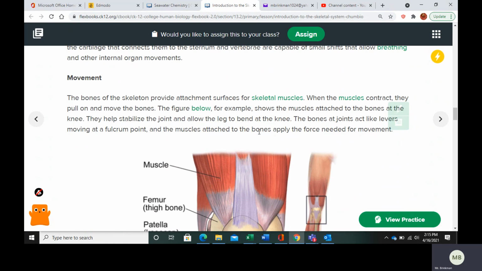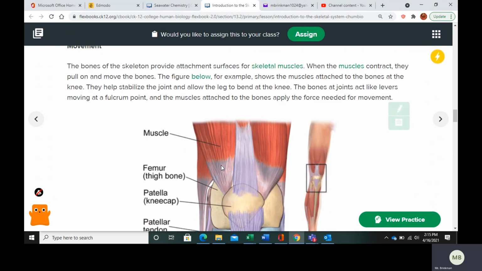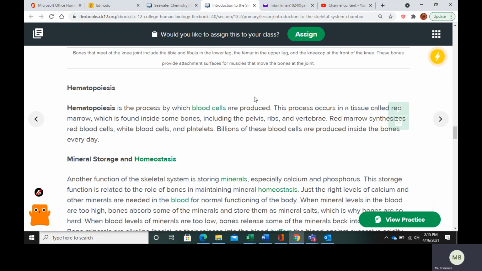The skeletal system also helps provide movement. The muscles do the moving, but without the bones, you wouldn't really be able to move. When muscles contract, you wouldn't be able to bend your arms. You wouldn't be able to bend your knees.